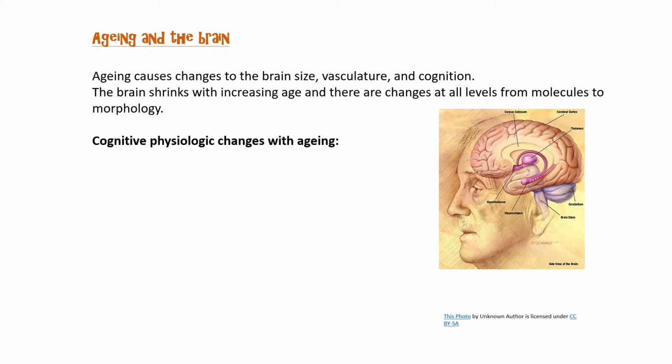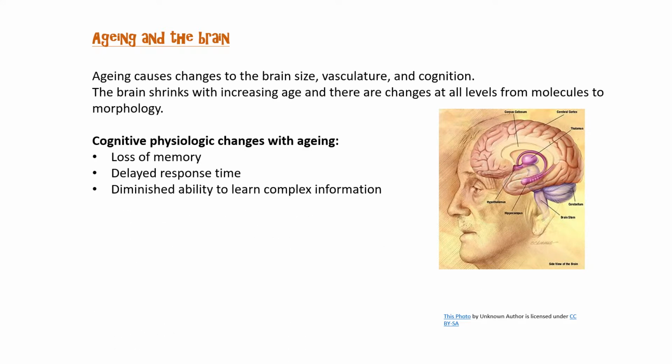Aging causes changes to the brain size, vasculature, and cognition. The brain shrinks with increasing age, and there are changes at all levels, from molecules to morphology. Cognitive physiologic changes with aging are the following: loss of memory, delayed response time, and diminished ability to learn complex information.